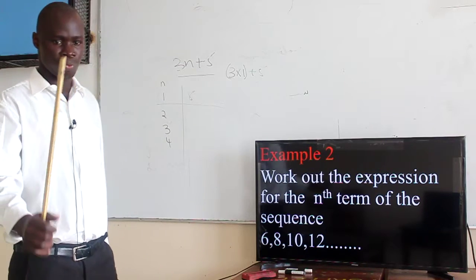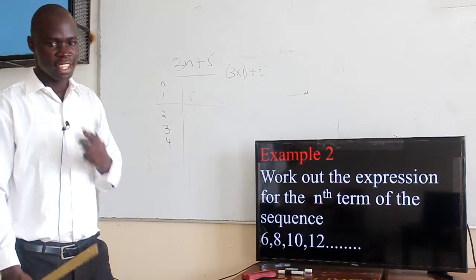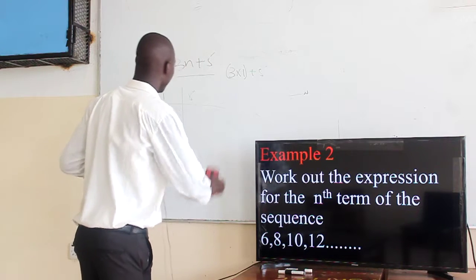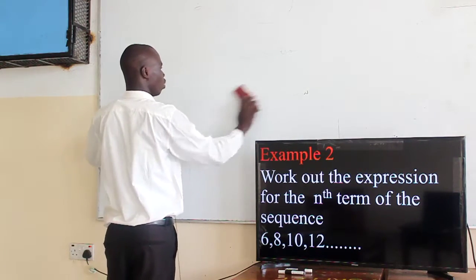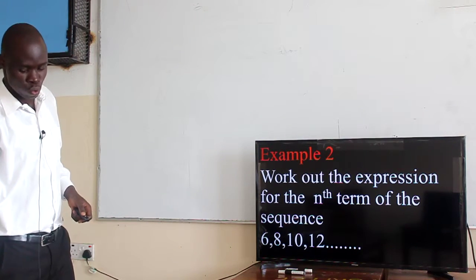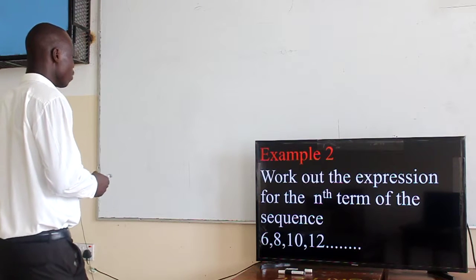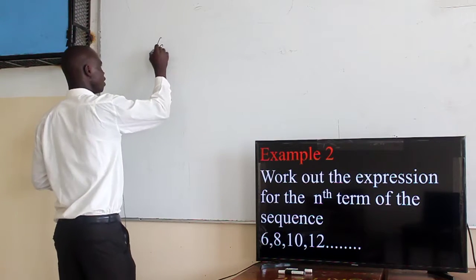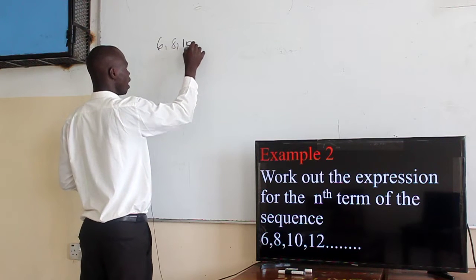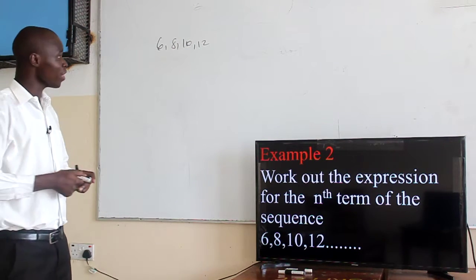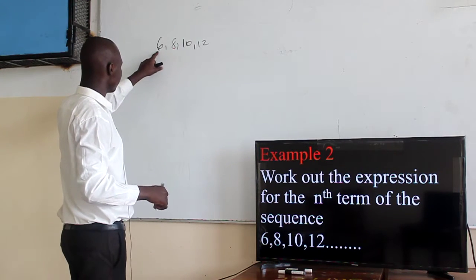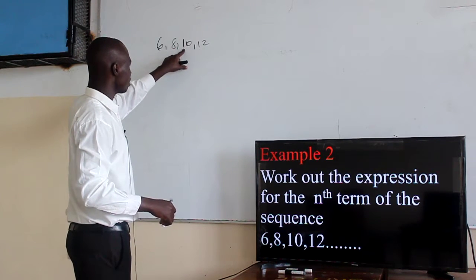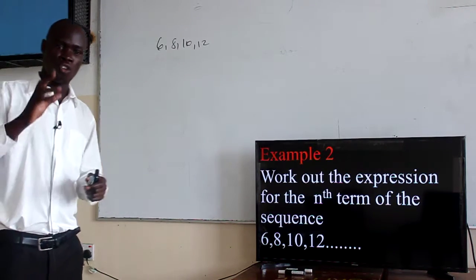Now, to our example number 2: work out the expression for the nth term of the sequence. I want to teach you how you can get the term rule. Now, we have 6, 8, 10, and 12. If you look at this one, the difference: 8 minus 6 is 2, 10 minus 8 is 2, 12 minus 10 is 2. So there's a difference of 2.